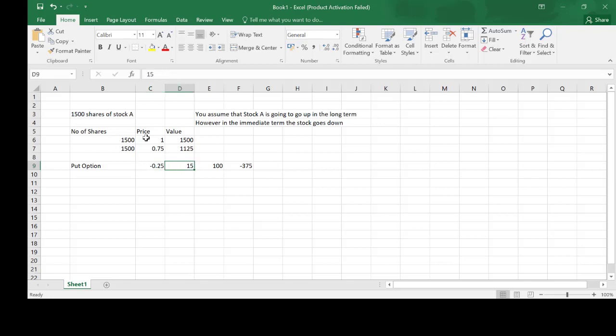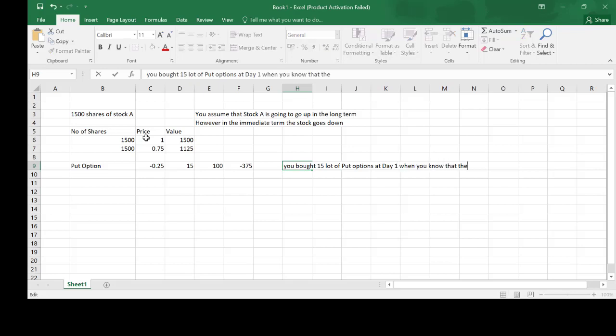So in this case, what you did is you bought 15 put options, or I will just say 15 lots of put options. A lot has 100 shares, right? So you bought 15 lots of put options at day 1, when you know that the correlation, or the delta, is negative 0.25, and this is established at day 1. Here you took a position of 15 lots, and you're just sitting there now, right?